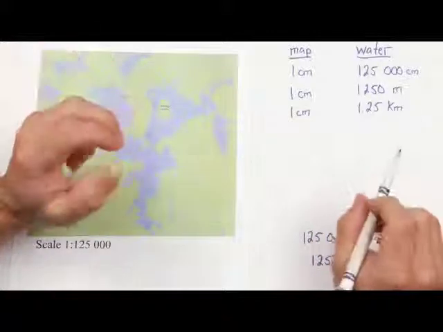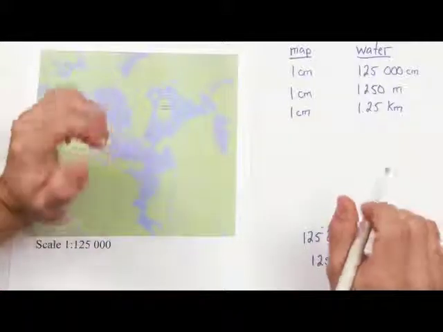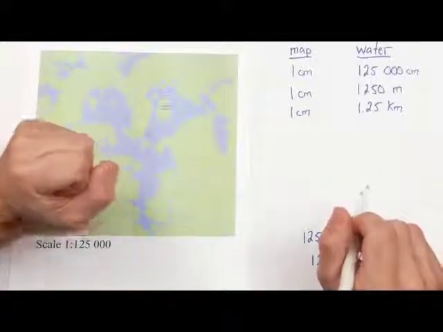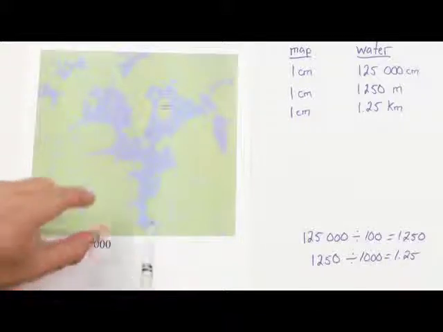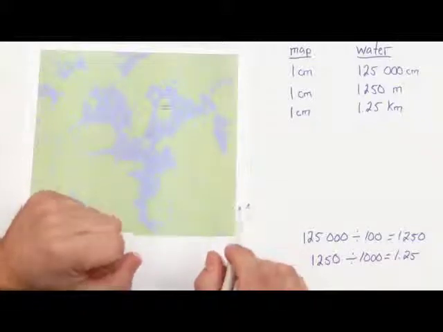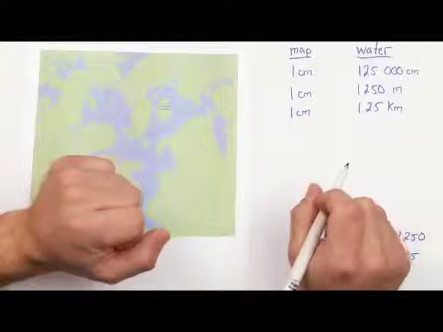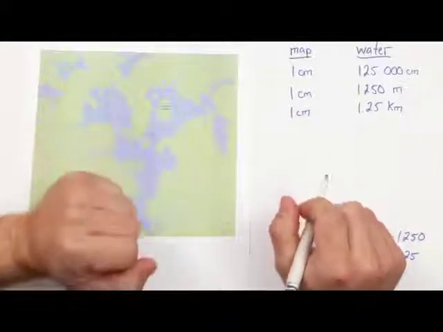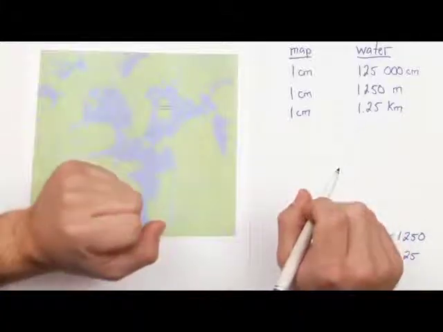Based on my experience, I can picture a distance of 1.25 kilometers. So let's look back. A scale of 1 to 125,000 means that 1 centimeter on the map represents a distance of 1.25 kilometers on the water in real life. So this is going to help me make a decision about whether I can reach those campsites in one day. I plan to travel about 10 kilometers a day, remember?